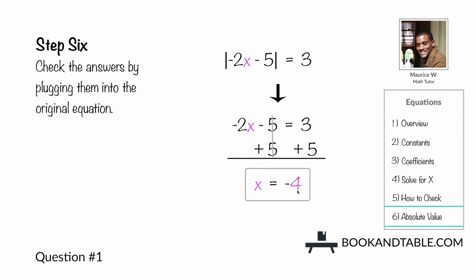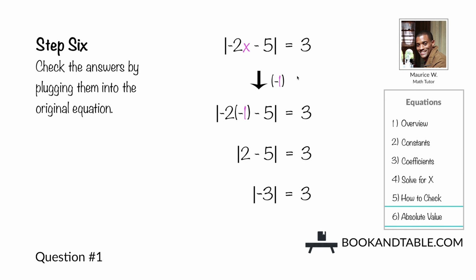The last step is going to be to check the answers by plugging them into the original equation, which is the absolute value of negative 2x minus 5 is equal to 3. When we plug negative 1 in for x, we get negative 2 times negative 1, which is positive 2, minus 5. 2 minus 5 is negative 3. And the absolute value of negative 3 is positive 3. So this confirms that the value on the left equals the value on the right, and thus x is equal to negative 1. Let's check our second answer, negative 4.